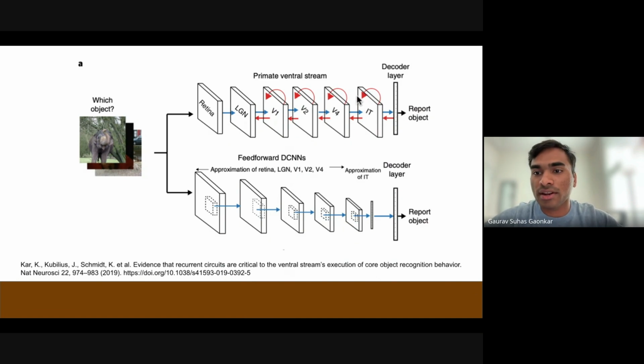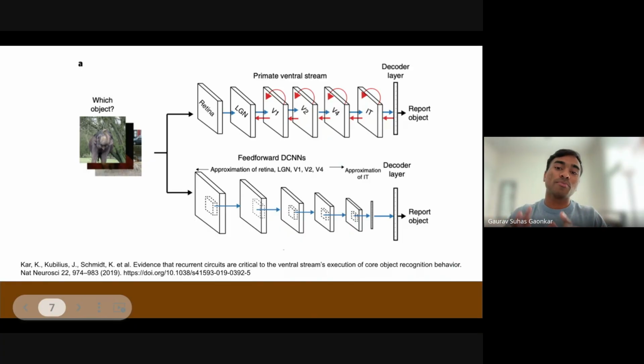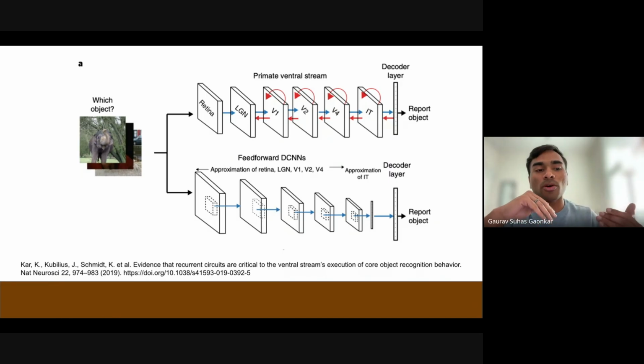Now you can see there are the red connections from the top, which are the recurrent connections, which connect each module to each other. So this is how recurrent and feed-forward processing in the brain is organized. And the bottom picture that you're seeing is the feed-forward DCNNs. This research is a beautiful example of how we use artificial neural networks to understand more about the brain.